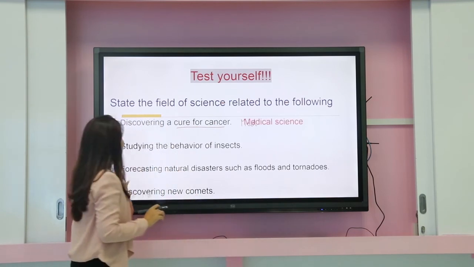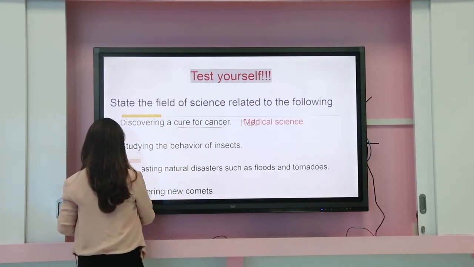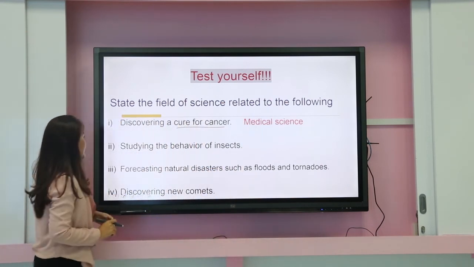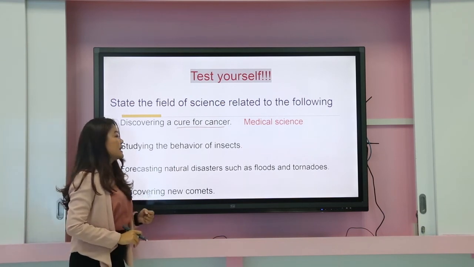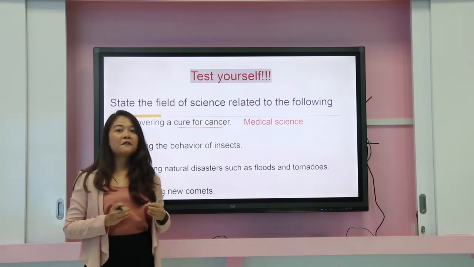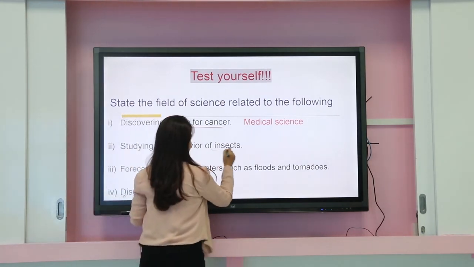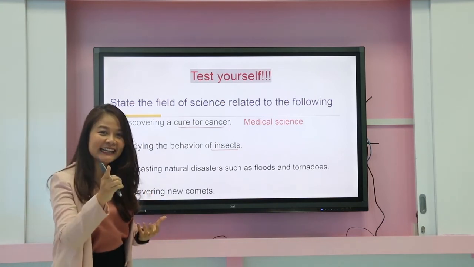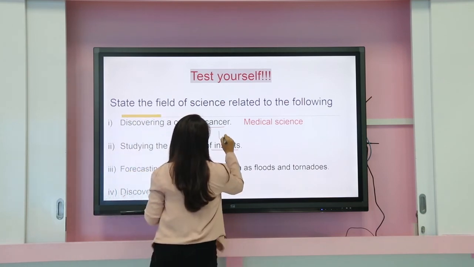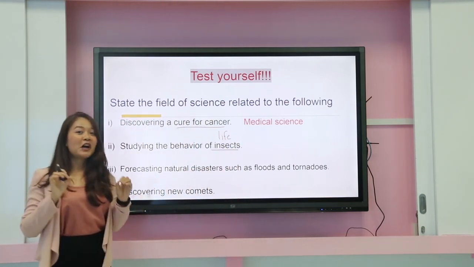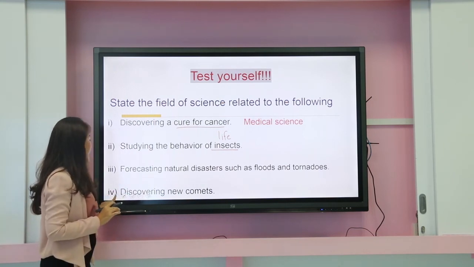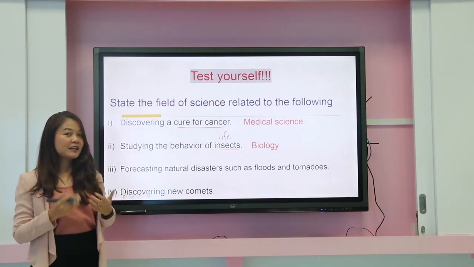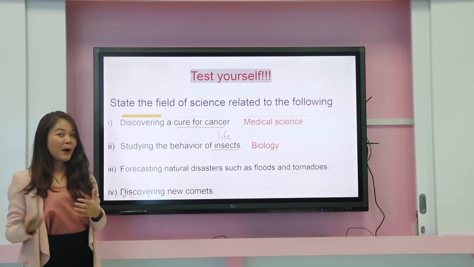Oops, actually we have the answer here, sorry. Medical science, let me erase this one. Yeah, we have the answer already. Alright, and then the next question. Studying the behavior of insects. What are insects? Exactly. Insects are organisms. They have life, right? So the field of science that you have to study is biology. Good job, biology. Like me, I finished my bachelor degree majoring in biology.